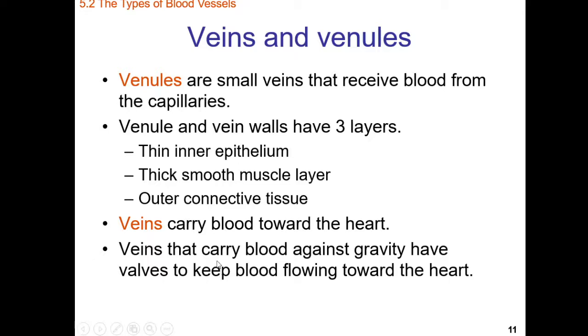Veins carry blood against gravity. So all those coming up from the lower parts of your body are going to have valves in them to keep the blood from flowing backwards. They have these check valves that keep the blood flowing in the right direction.